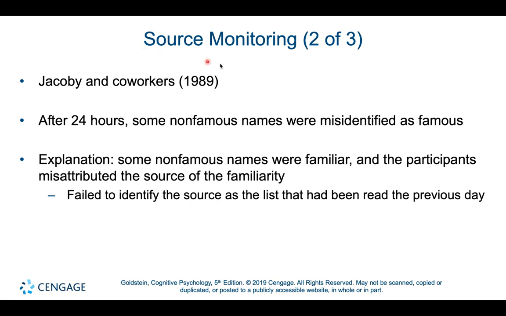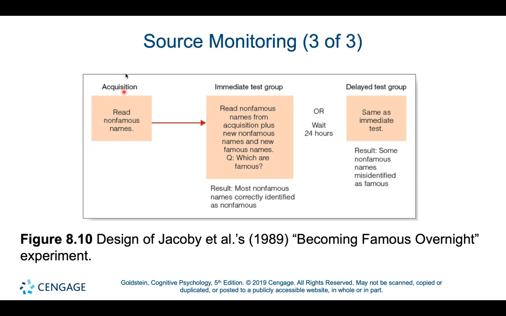What's happening is that they are having a failure of source monitoring. They are confusing the familiarity of having seen the name 24 hours ago with that person actually being famous. So they feel a sense of familiarity because it's a name they saw the previous day, but they confuse that familiarity for the person being famous rather than appropriately and accurately attributing their memory to it simply being a name that was on the list the day prior. They lose track of where they heard or saw the name from.